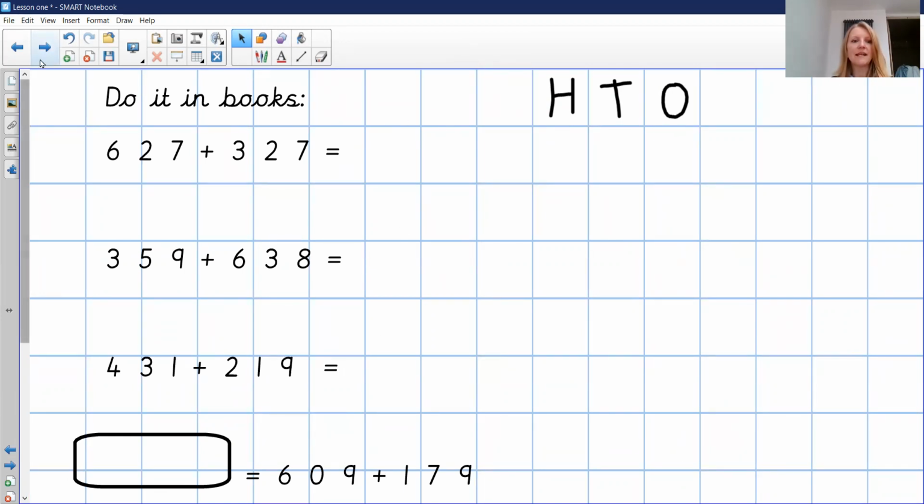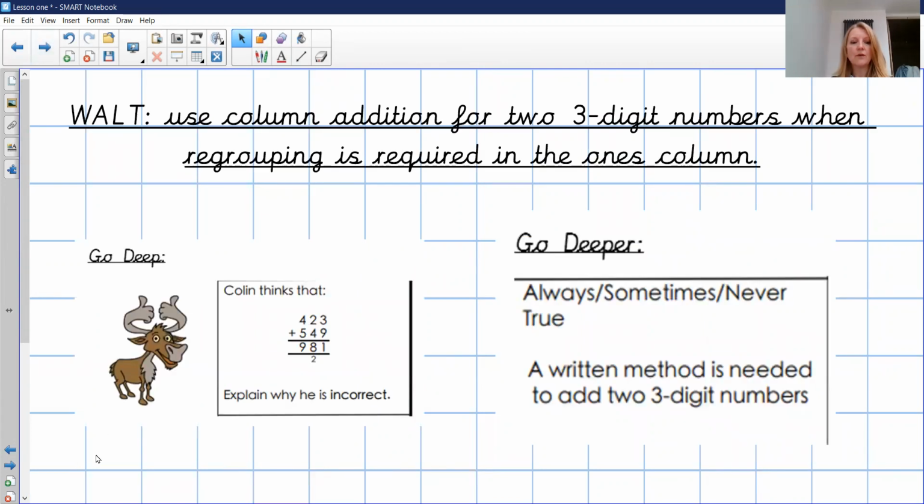And then when you're ready, you can move on to your go deep and go deeper. Have a look really carefully at the go deep today. Colin thinks that that calculation is correct. We know that he's probably got it wrong. Can you spot what he has done wrong? Okay, remember we've been really looking at the ones column today. So what's he done wrong?